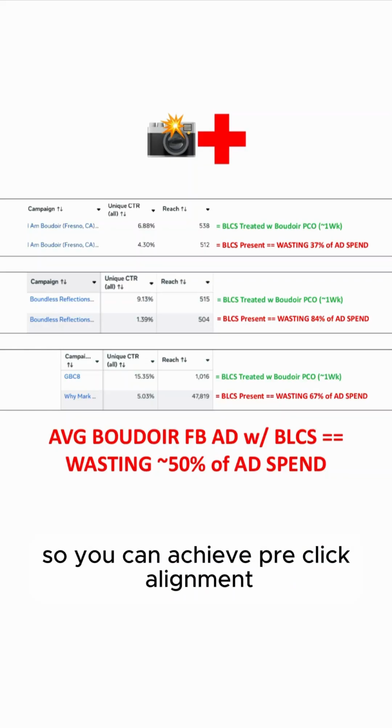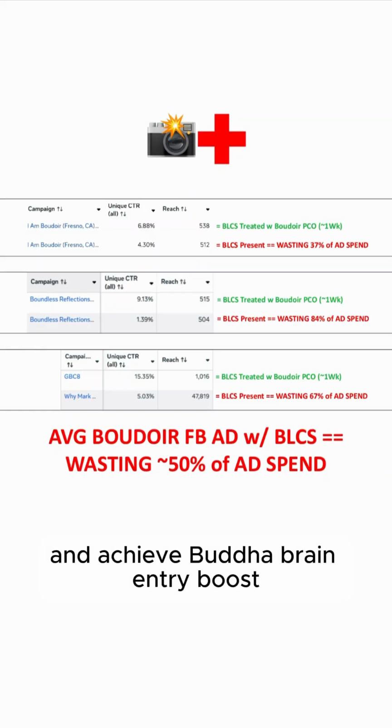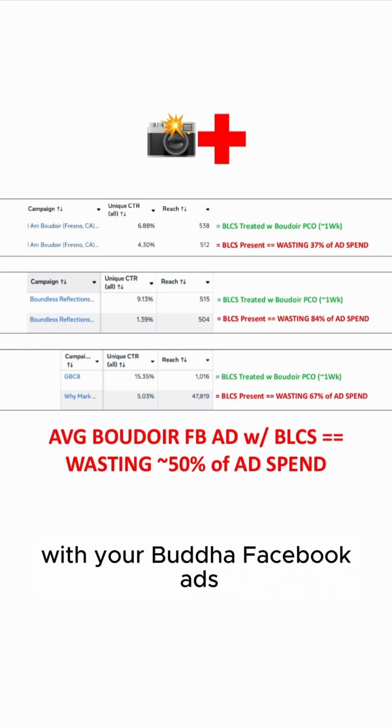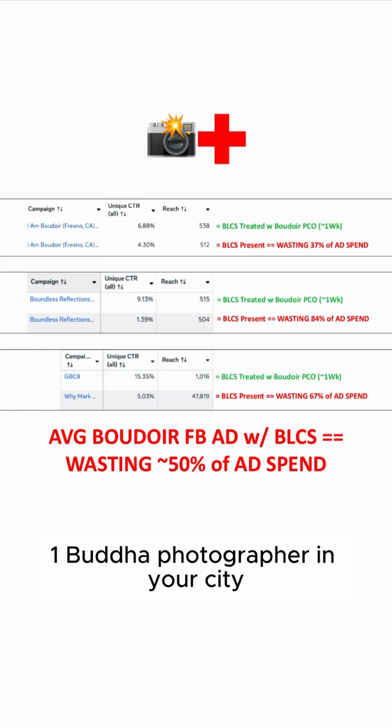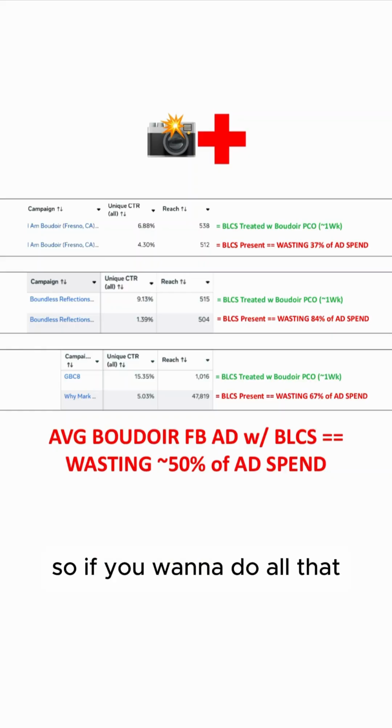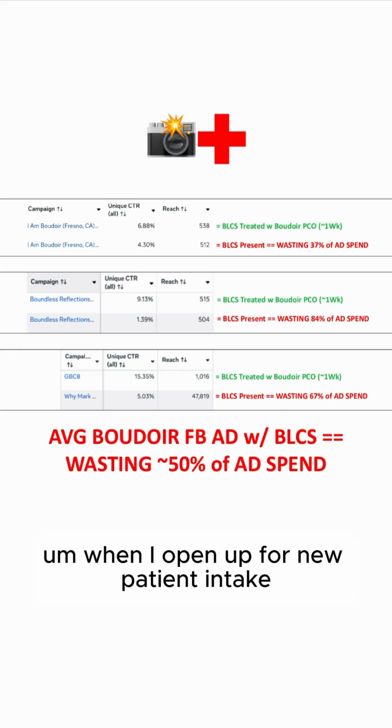You can achieve pre-click alignment, become a dominant boudoir advertiser, and achieve boudoir brain entry boosts with your boudoir Facebook ads. So you can be on your way to becoming the number one boudoir photographer in your city. So if you want to do all that, shoot me a DM when I open up for new patient intake.